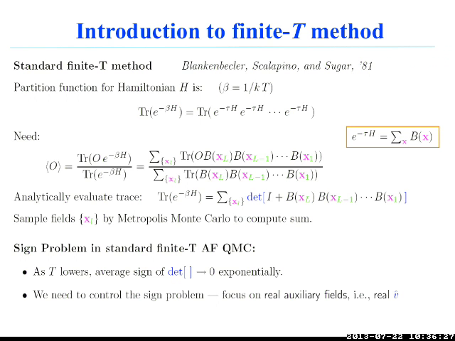We write it formally like that. And then what you need for an observable is this trace ratio, which now, remember this little formula here, e to the minus tau h. I've written it slightly differently.